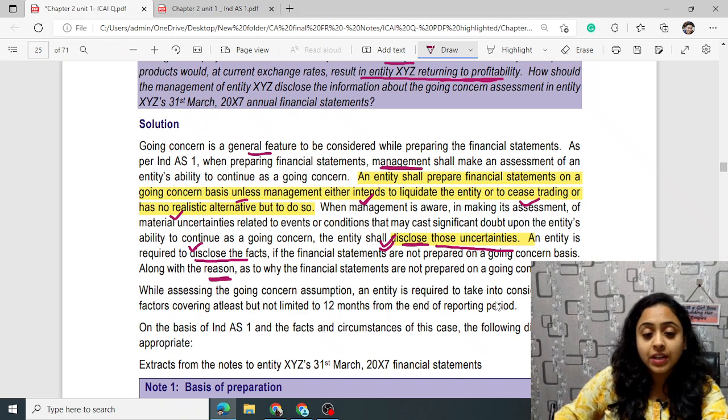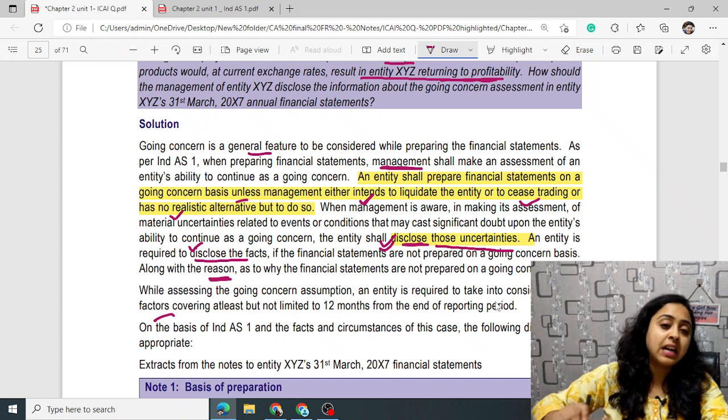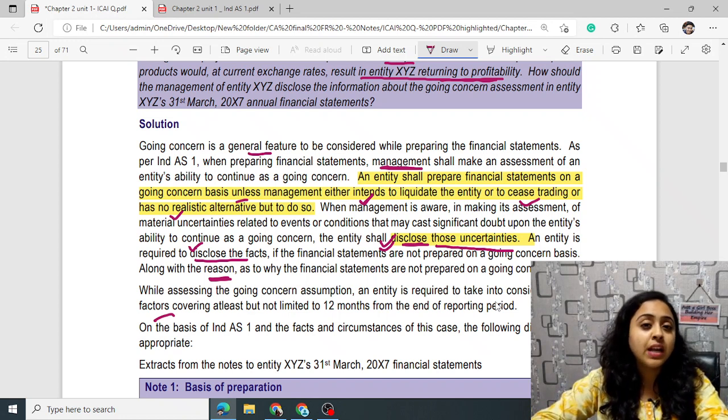While assessing the going concern assumption, an entity is required to take into consideration all the factors covering at least, but not limited to, 12 months from the end of the reporting period. At least they have to look forward that in the next 12 months the company will not shut down. At least 12 months must be assessed, not less than that.